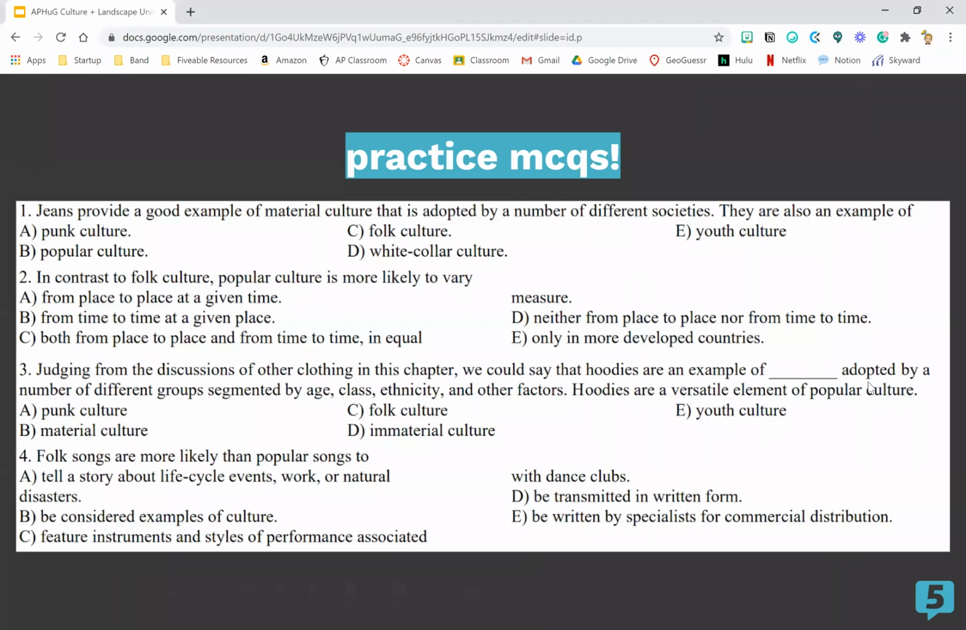So now, in contrast to folk culture, number 2, popular culture is more likely to vary what? Anybody have any answers in the chat? Okay, perfect. I've got 2. Woo, okay, so I have 3 contrasting answers, so we're definitely going to talk about this one real quick. So the correct answer is actually B. Wow. So 1 person got it.